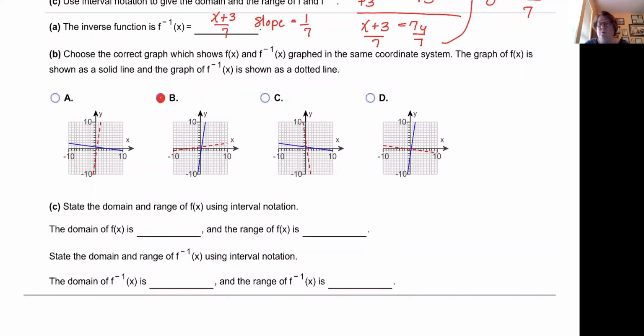All right, so back to what I was saying, domain and range. Both of these are lines. And the domain and range of a linear function is the set of all real numbers. So the domain and range of the function and the domain and range of the inverse is going to be the set of all real numbers.